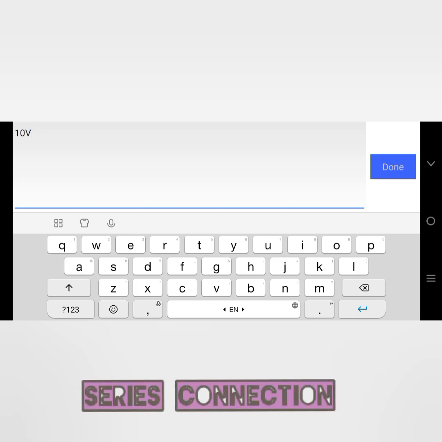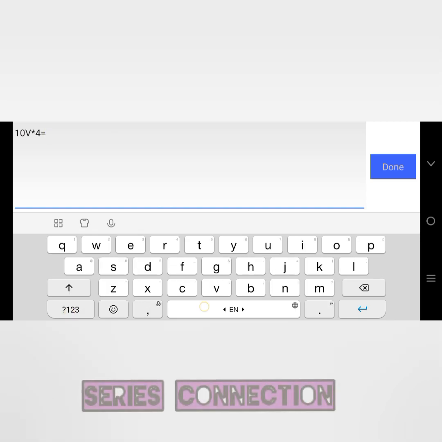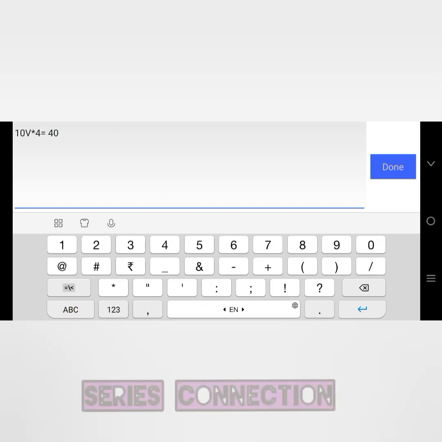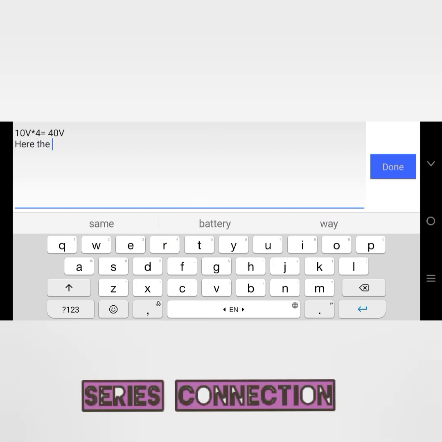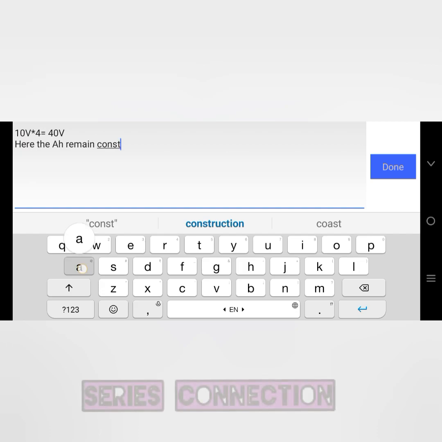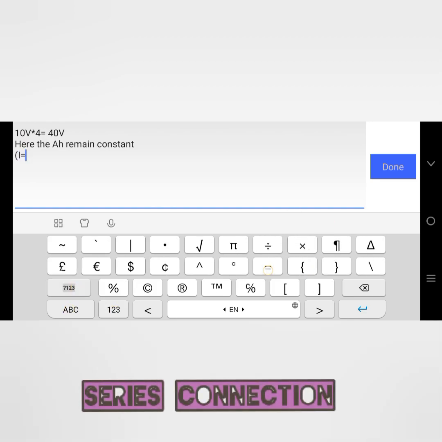So in here I have made it as four 10 volt 100 Ah batteries. Since it is in a series combination, we need to add all the battery voltages. By adding all the four battery voltages, we will get 40 volts. The Ah will remain constant, which means your battery capacity remains constant, and our voltage increases in a series combination.